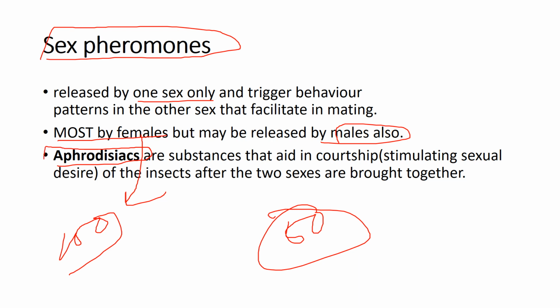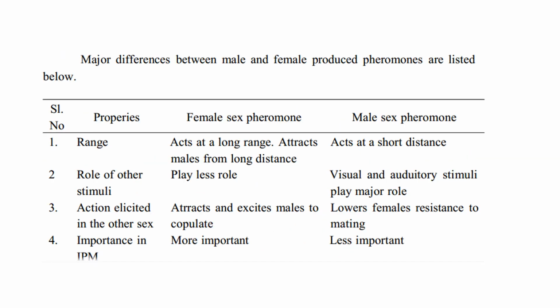You need to remember this word also. Aphrodisiacs are substances that aid in stimulating the sexual desire of insects after the two sexes are brought together. Just remember this word because it might be handy in writing answers. This is a basic thing that has been asked in exams also: what is the major difference between male and female produced pheromones? So just remember these things.